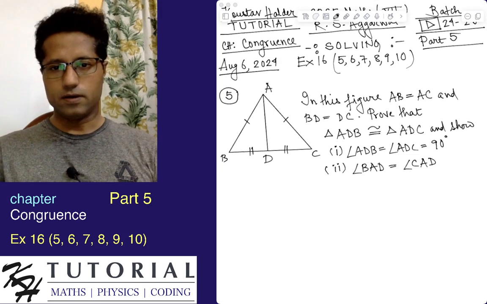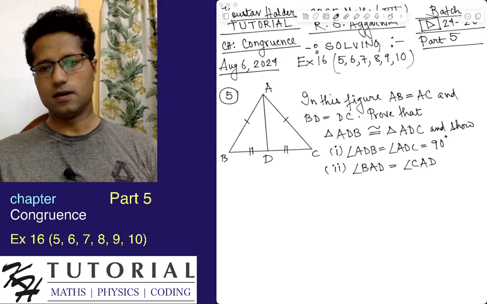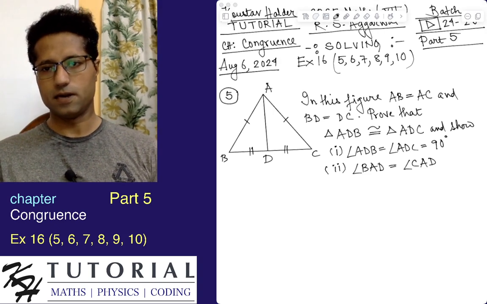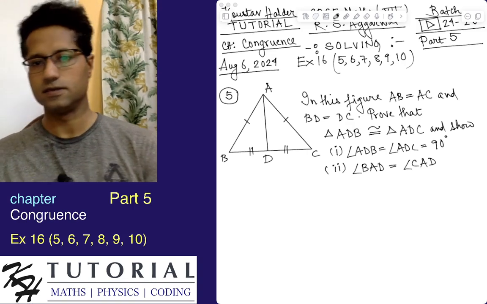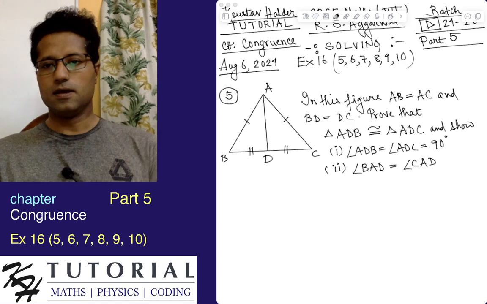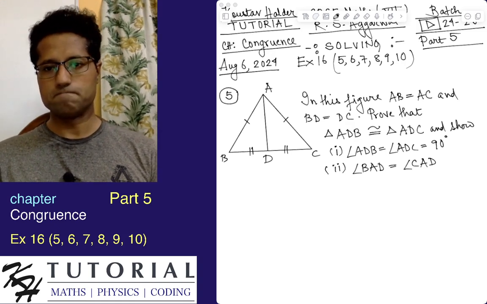So what do we have? We have to consider the triangles ABD and ADC and locate the 3 matching parts and see which of the 4 congruence conditions it is satisfying. That is, is it SSS or SAS, ASA or RHS.